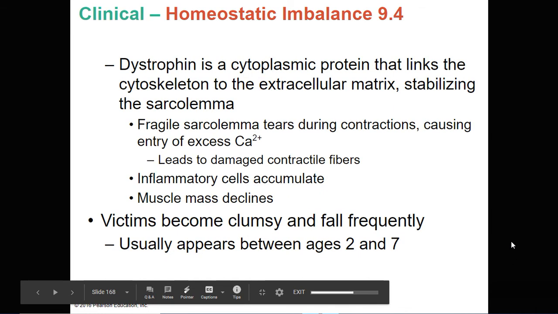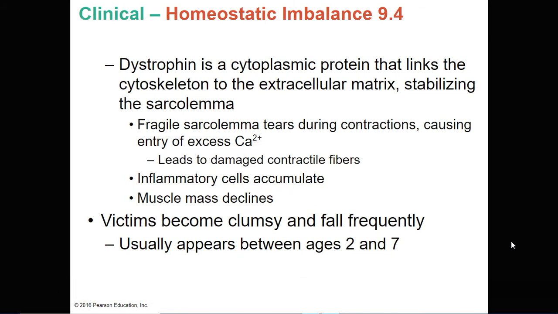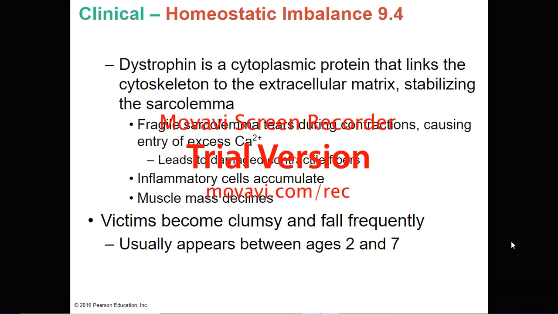So dystrophin is a cytoplasmic protein that links the cytoskeleton to the extracellular matrix, stabilizing the sarcolemma. Remember, sarcolemma is the plasma membrane of the muscle fiber. So a fragile sarcolemma tears during contraction, causing entry of excess calcium, which leads to damaged contractile fibers. Inflammatory cells accumulate and the muscle mass declines. Victims become clumsy and fall frequently, and it usually appears between ages 2 and 7.